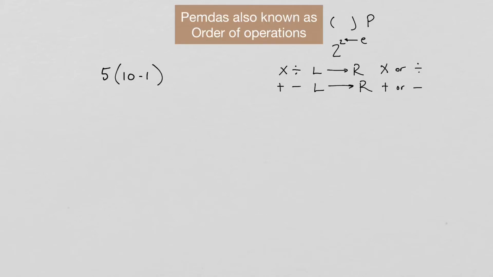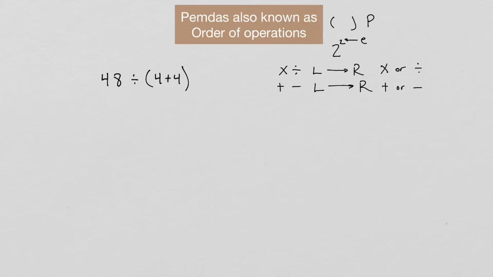Okay, 5 times (10 minus 1). So here we have parentheses. Remember, parentheses are the first thing we do. So now we have 5 times 9. 5 times 9, as you know, is 45. Here we go. Final answer, 45.